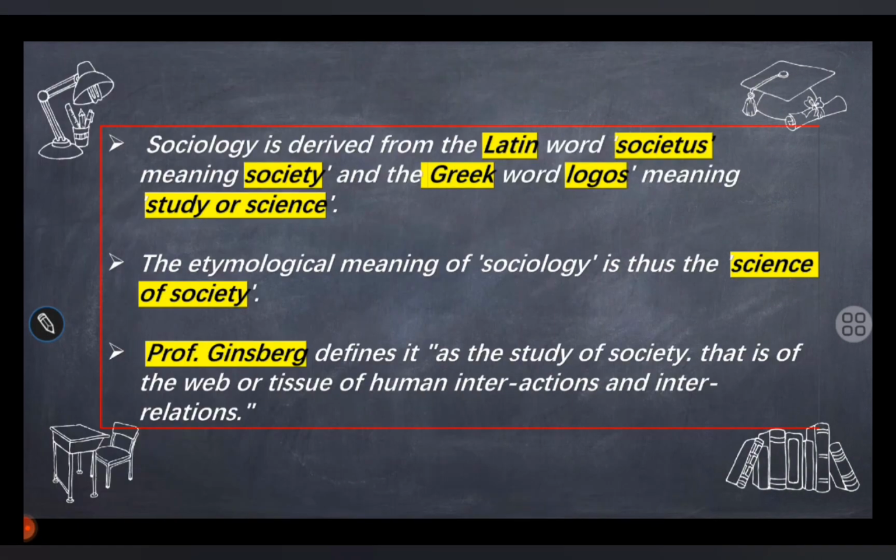Sociology is derived from the Latin word societas, meaning society, and the Greek word logos, meaning study, science. The etymological meaning of sociology is thus the science of society. One of the greatest philosophers and sociologists defines it as the study of society, that is, the web or tissue of human interactions and interrelations.